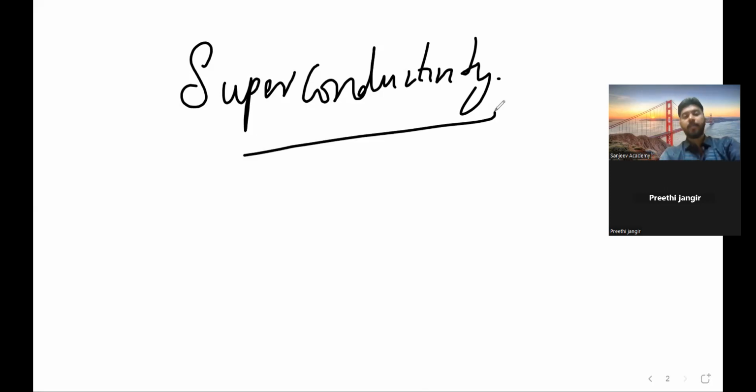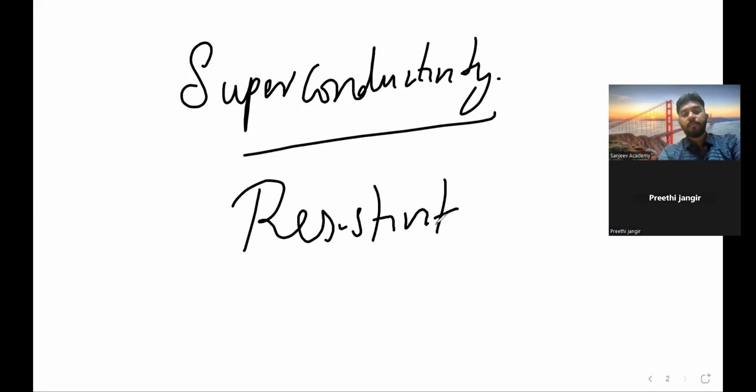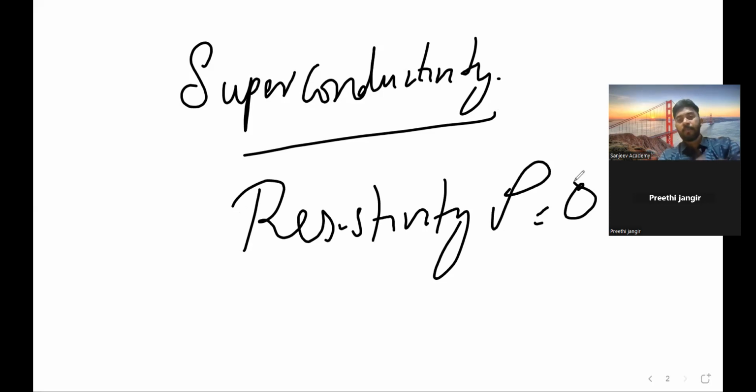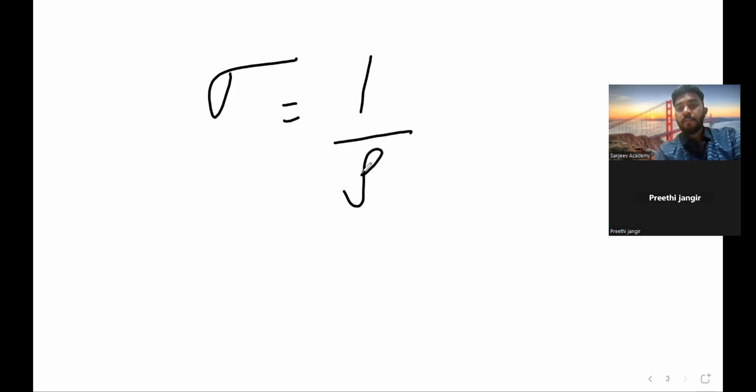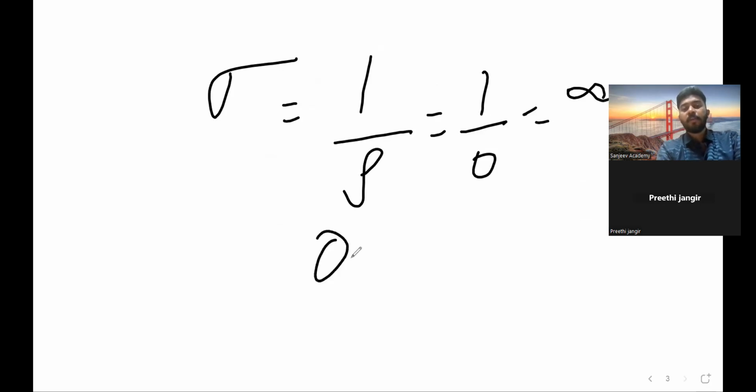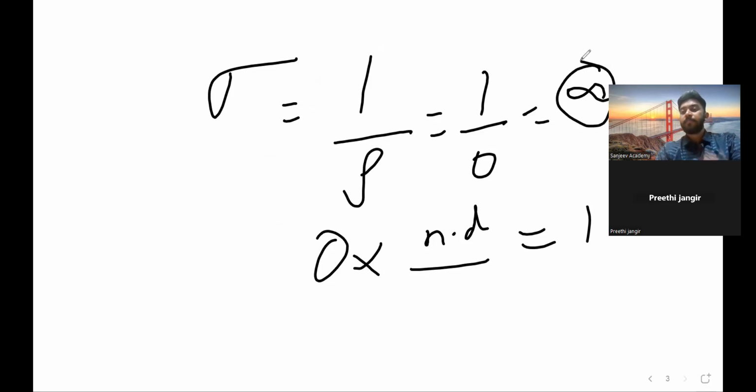So what is this superconductivity basically? To understand that, we have to know something called resistivity. That is the rho. When resistivity is zero, superconductivity in a metal or alloy is achieved when resistivity is zero or conductivity is infinite. We know sigma is conductivity, that is 1 by rho. So if I put 1 by 0, what will I get? 1 by 0 is 0 into what will give me 1? Not defined, right?